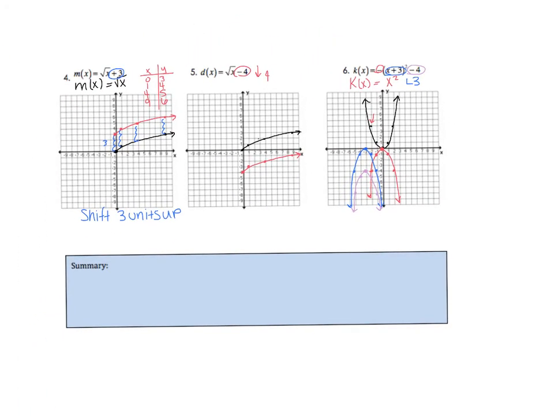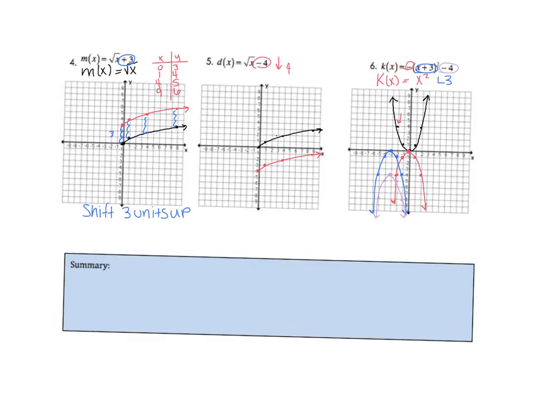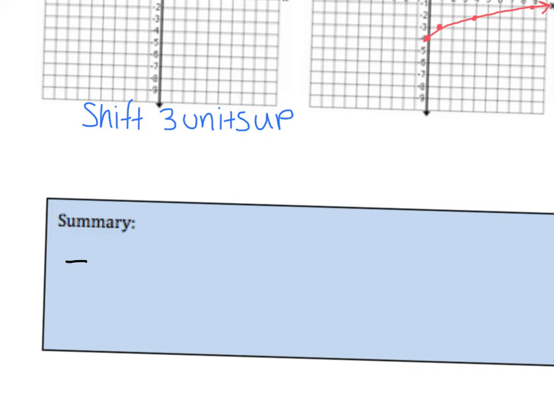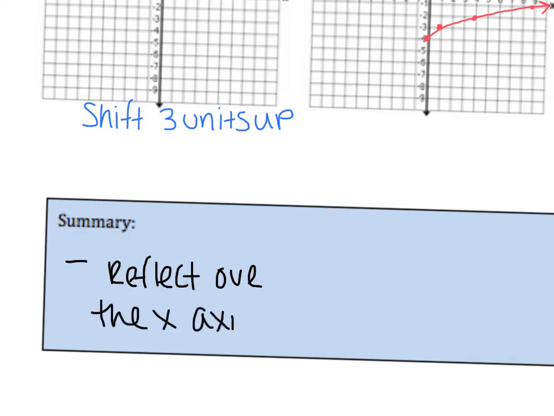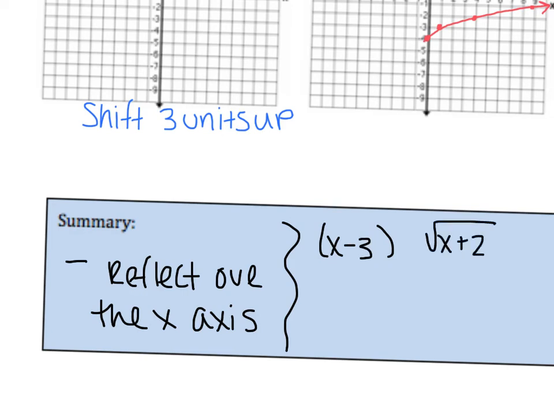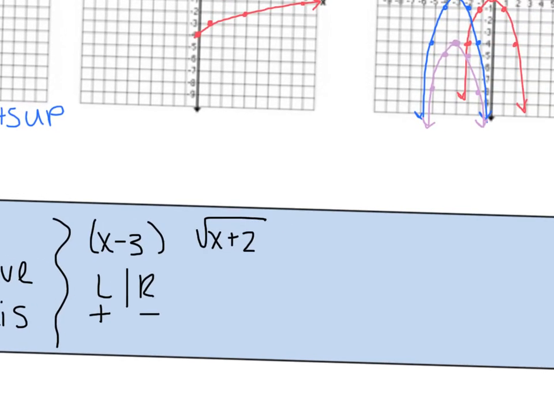Okay, so our summary here, we've got a couple different things to note. When you have a negative, it will reflect over the x-axis. If you have a group, like x minus 3 or the square root of x plus 2, you go left or right. If you go left, it will say plus. If you go right, it'll say minus. So you want to do the opposite of what's in each group. That's only if it's in parentheses or underneath a root.